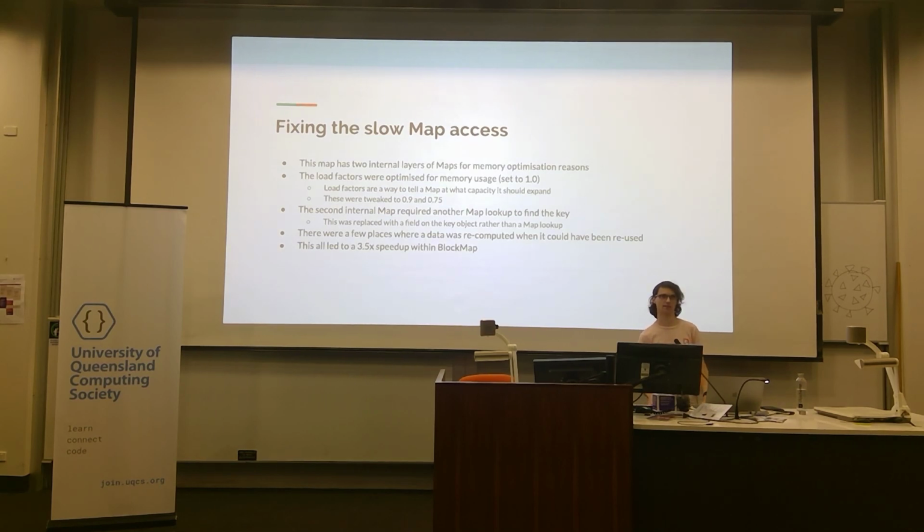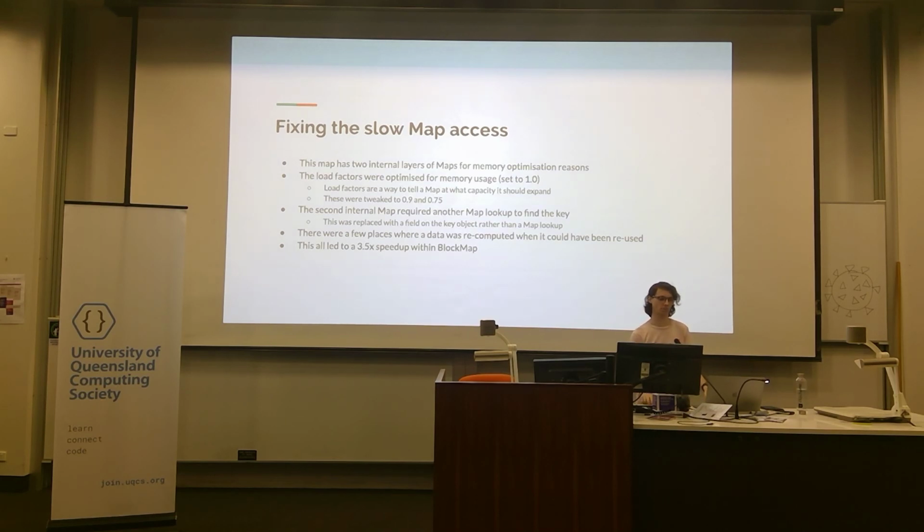If anyone doesn't know what load factors are, they are basically numbers that tell a map when it should resize, because maps allocate memory depending on the implementation. And then as they fill up, they have to allocate more memory. So this tells it at what point of being filled up should it allocate more memory. We'd set them to allocate more only when they'd filled up, which is really good for memory efficiency, but it meant that it got really slow when they started filling up. So we tweaked them to 0.9 and 0.75. They gave us the best speed up from the testing that happened. So yeah, that's what we did.